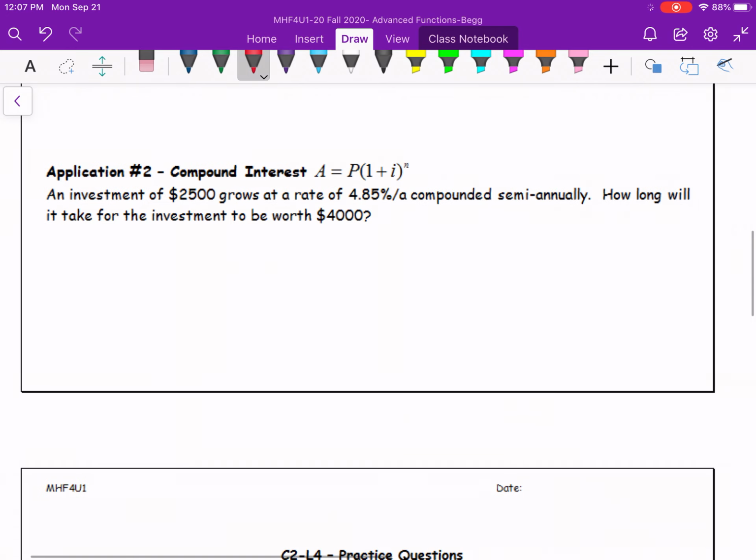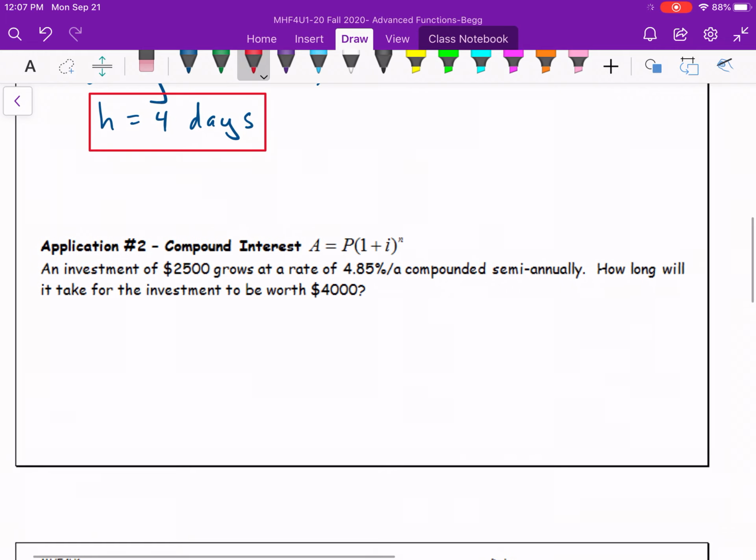Here's another example, compound interest. You may remember that using compound interest, this is the formula. And A stands for the final amount because we're dealing with money. So the final amount of money, how much something is worth after a certain amount of time. P is the initial amount, sometimes called the principal.